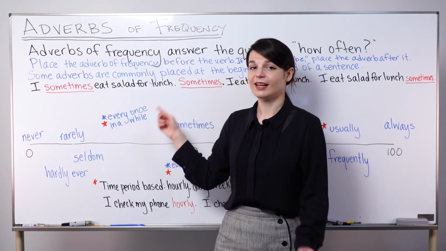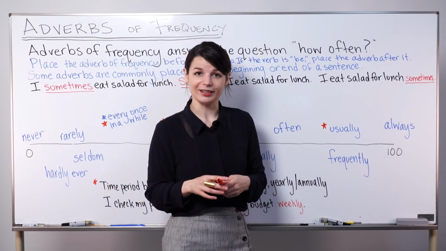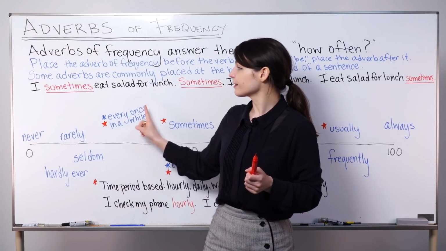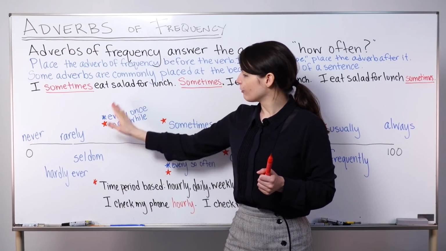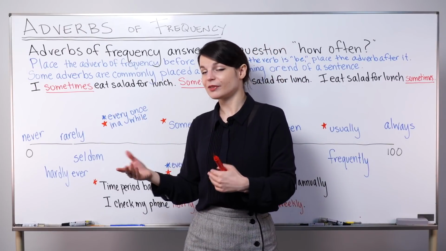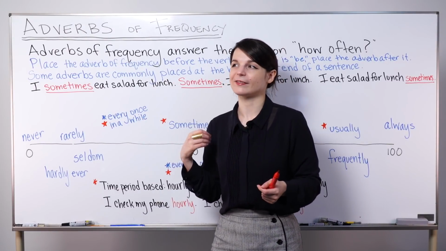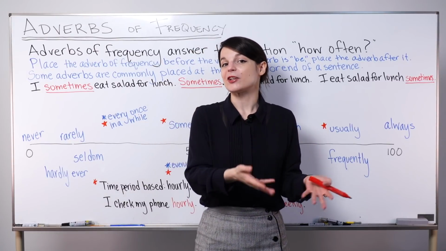You might hear it at the end of a sentence. I eat salad for lunch every once in a while. You might hear it there too. But please don't use this directly before the verb, okay? So every once in a while shows us it's kind of not regular. So every once in a while, it sounds like when I have the feeling to do something, or there's not really a schedule for it.